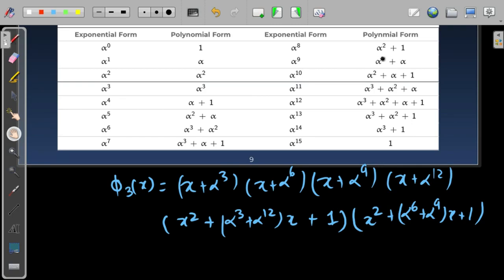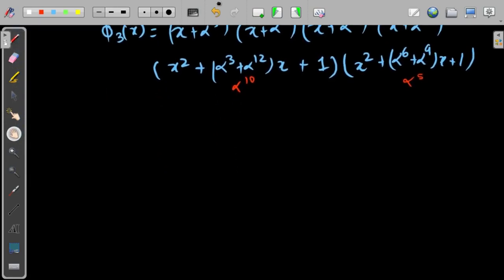So alpha cube is going to get cancelled, and I will end up with alpha square plus alpha, and alpha square plus alpha is actually equal to alpha to the power 5. So here I got alpha to the power 10, here I got alpha to the power 5. So this is alpha to the power 10 and this is alpha to the power 5. So our next step will be to reduce, to simplify this polynomial.